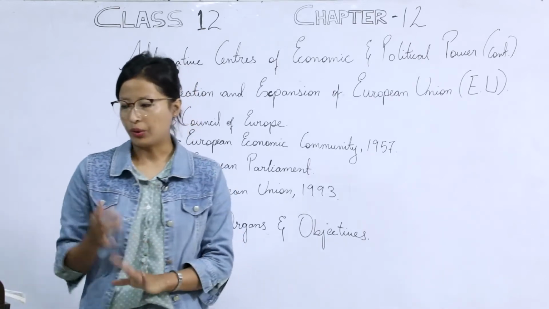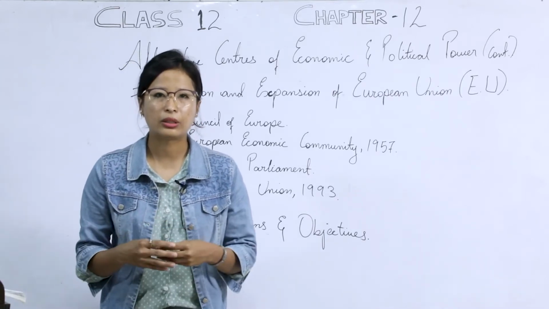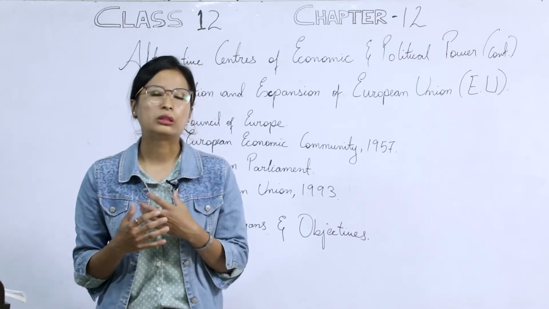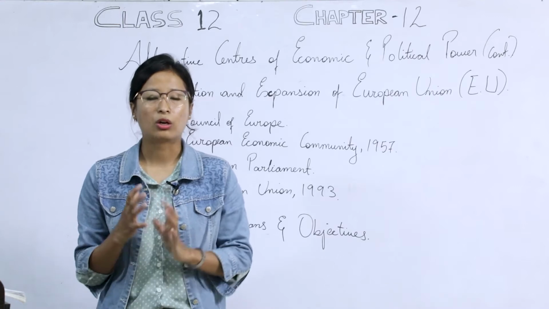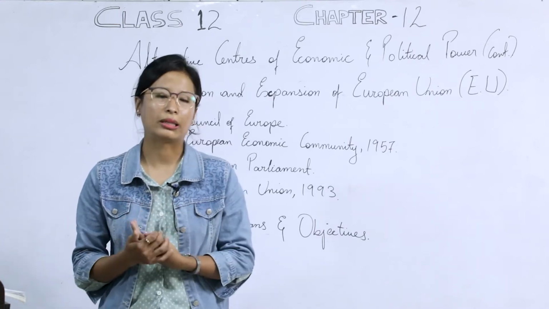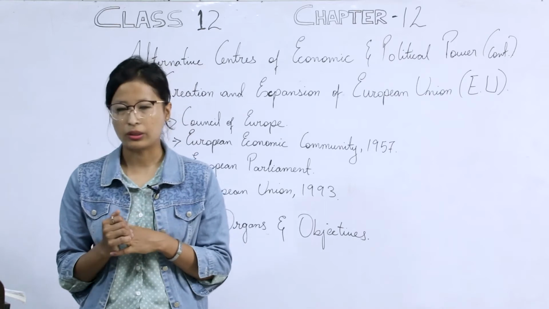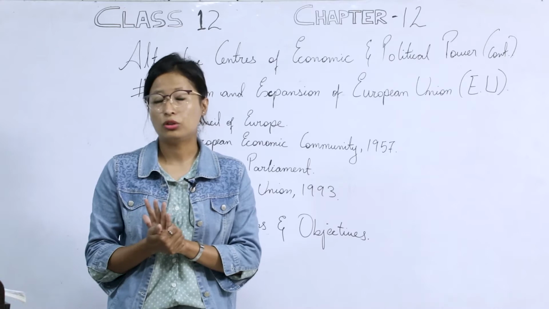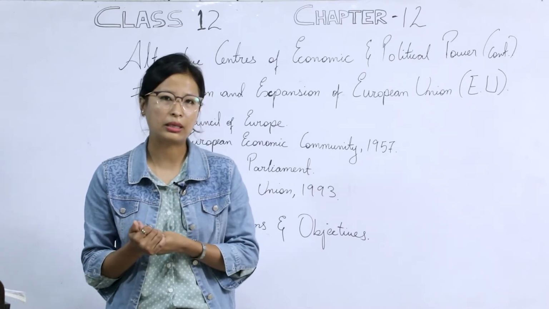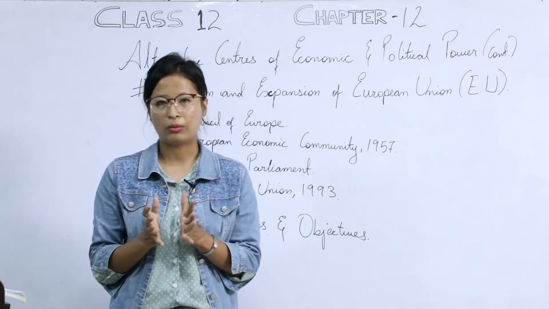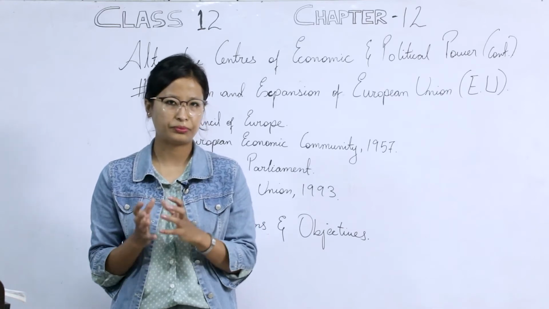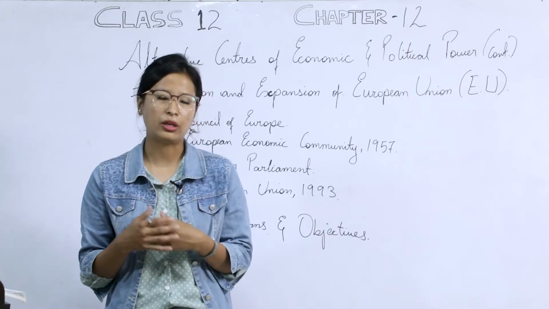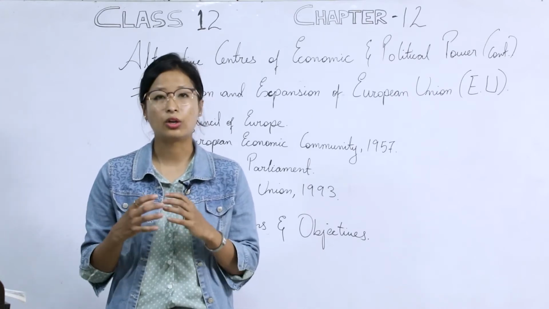Now, during the Second World War, the economic structure of Europe collapsed. So the countries started to collaborate with each other to reconstruct their economy. In this regard, the American Secretary of State, Marshall, put forward a plan in 1947, and that plan came to be known as the Marshall Plan. This plan was to rehabilitate and reconstruct Europe.